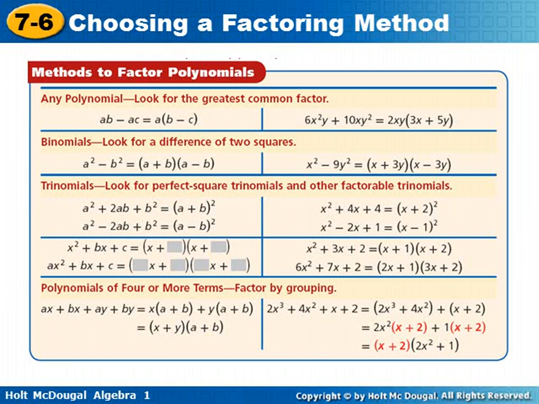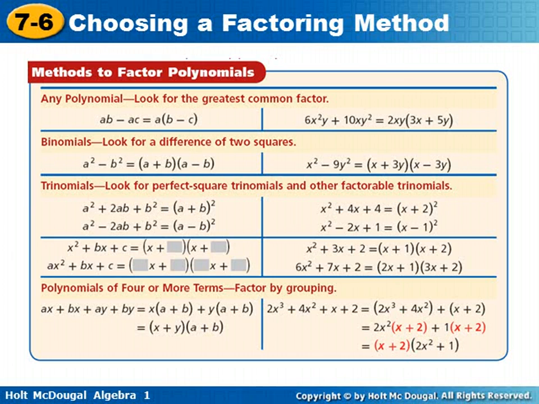Just a review of the methods to factor polynomials. For any polynomial, you're going to first look for the greatest common factor. You're going to pull that to the outside. So for instance, if you had ab minus ac, their greatest common factor would be a. You pull it to the outside and you get a times, in parentheses, b minus c. In a number example, if you had 6x squared y plus 10xy squared, their greatest common factor would be 2xy. So when you pull that to the outside, you get 2xy times, in parentheses, 3x plus 5y.